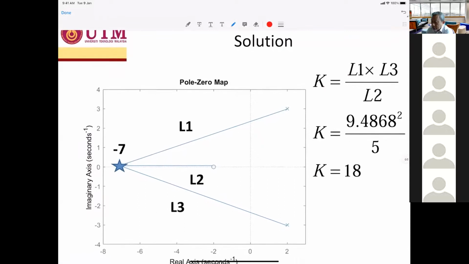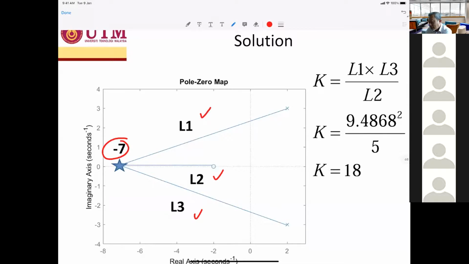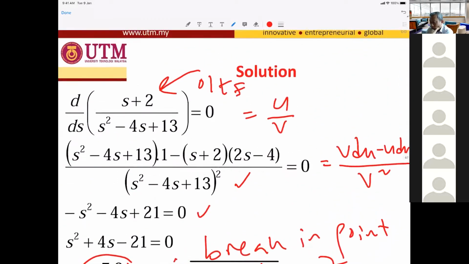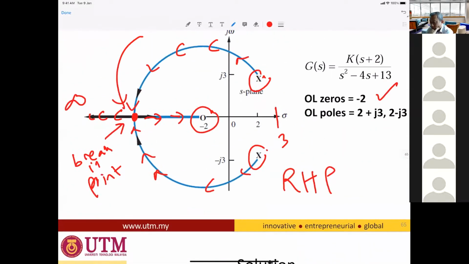Okay, and then what is the value of the break-in point? So the value of the break-in point is -7 over here. So we have to calculate the lengths L1, L2, and L3. The zero is located at -2.